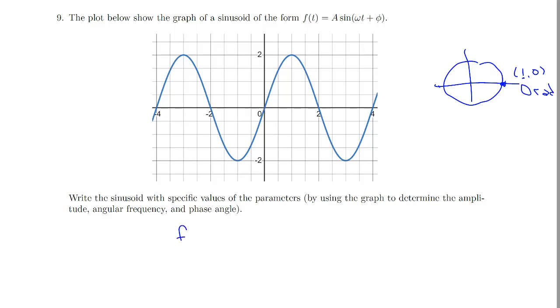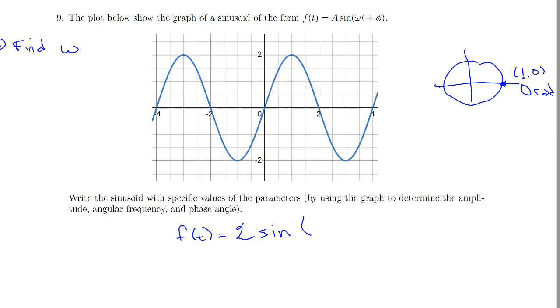Let's write our function. We have f of t. And we need A, the amplitude. What's the amplitude here? 2. Perfect. And then I have sine. And then I have to find omega. How do I find omega? You find the period, which is 4.